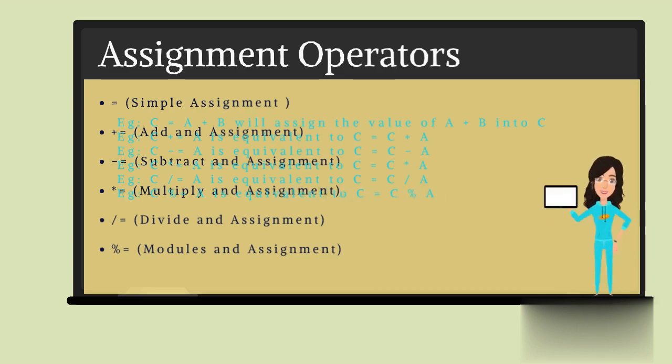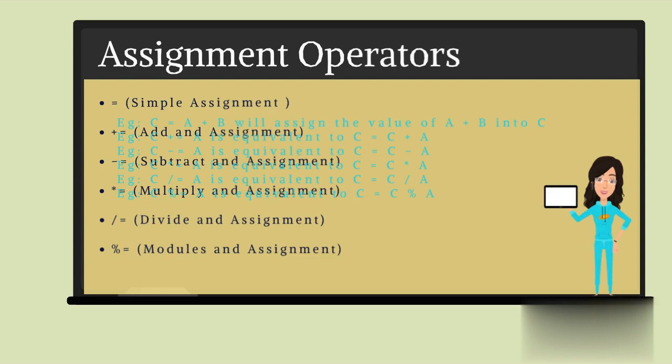And the last one gets the modulus of the left operand divided by the right operand and assigns the resulting modulus to the left operand. So it's a percentage sign. There are some examples shown on the screen as well.